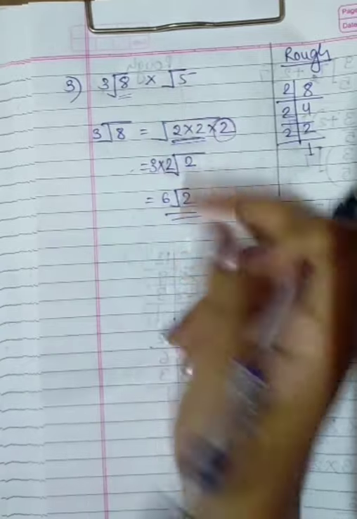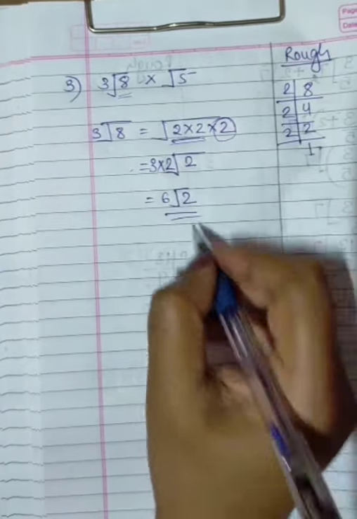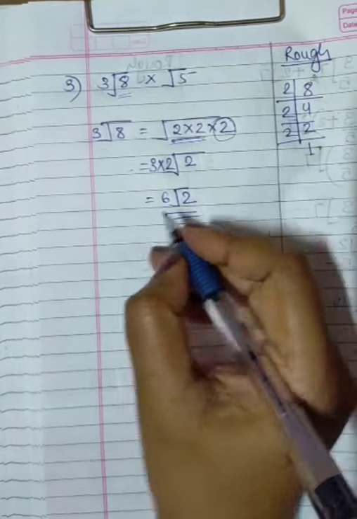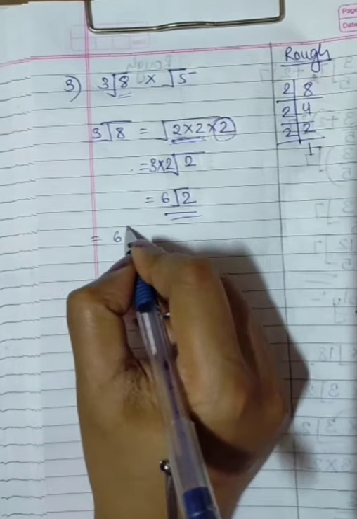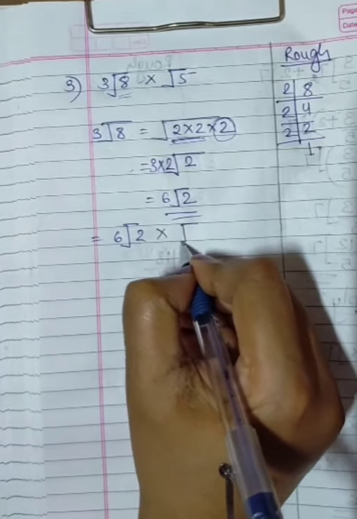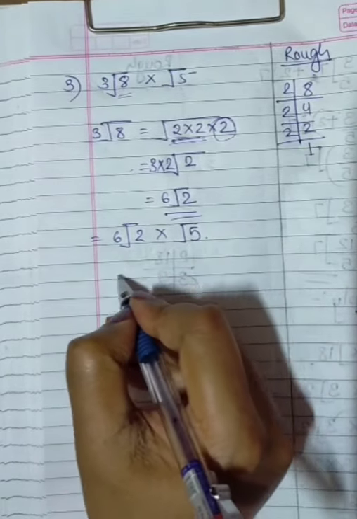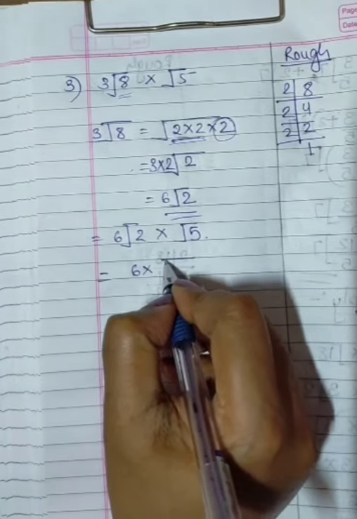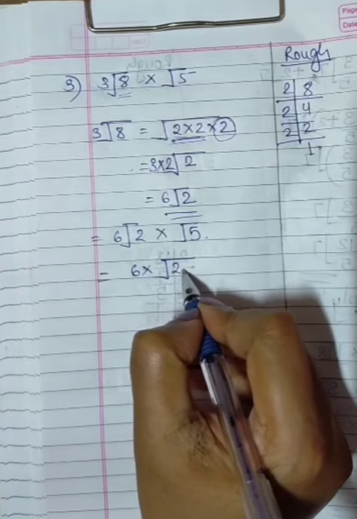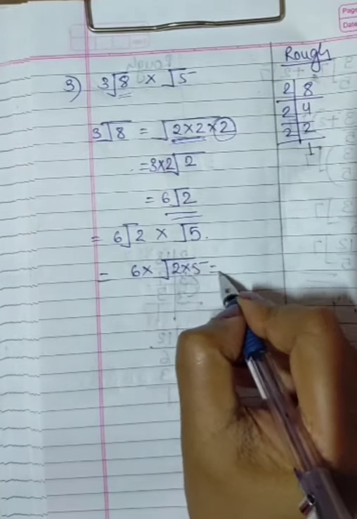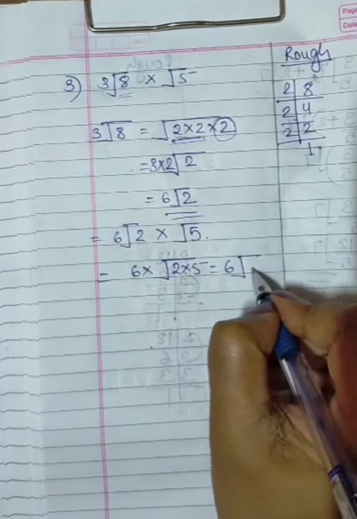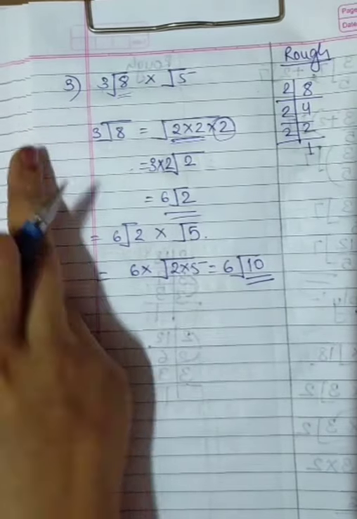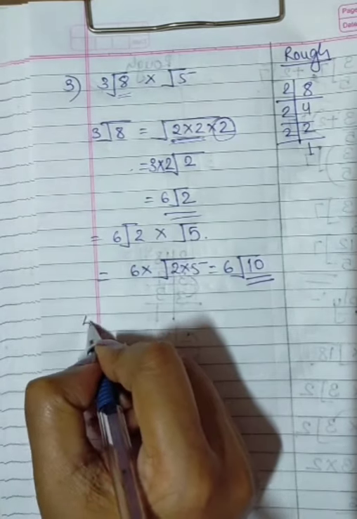Now the second is what? 5 is given, so it is a prime number. So directly I am writing 6 square root 2 multiplied by 5. Now here 6 multiplied by, inside, 2 into 5 will come. Our answer is 6 square root 10. Okay, this is the answer for question number 3. Now I am going to solve question number 4.